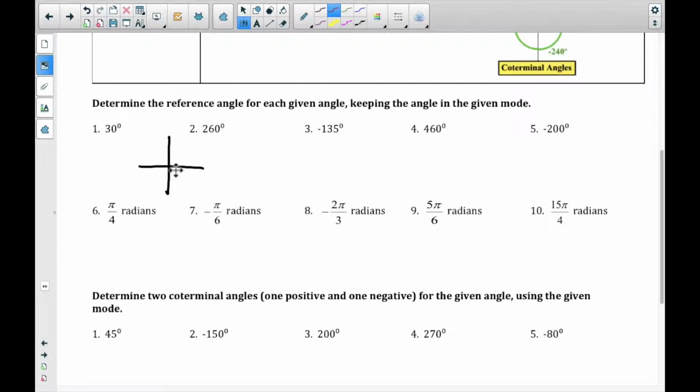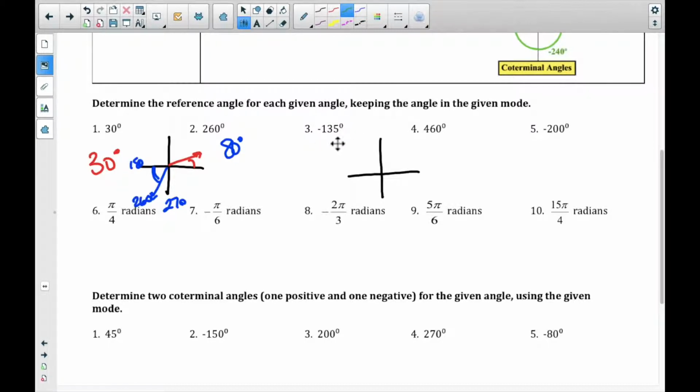So 30 degrees, I think that's a pretty easy one. It's in the first quadrant. We go to the nearest x-axis. That's right there. That is 30 degrees. 260, where is that? Well, I'm just going to use that same one. This one is 180, and this one is 270, so 260 is like right here. Where is the nearest x-axis? Well, it's right here. How far away is that? This was 260, and that was 180, so how far did we have to go to get from 180 over to 260? Another 80 degrees. So 80 degrees is the reference angle for a 260 degree angle.